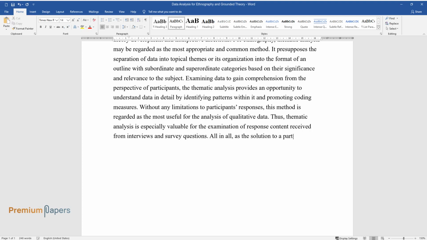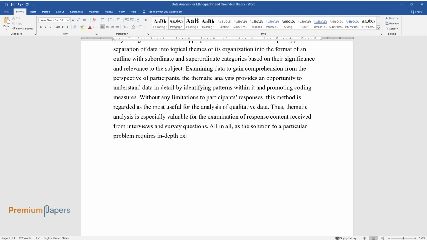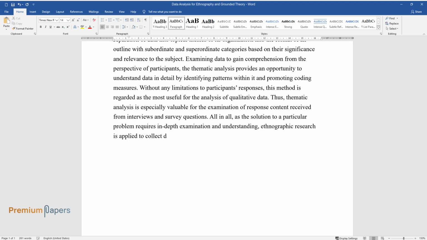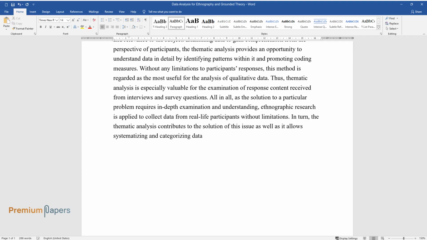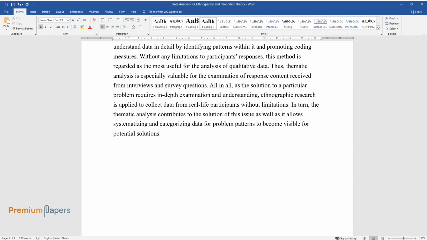All in all, as the solution to a particular problem requires in-depth examination and understanding, ethnographic research is applied to collect data from real-life participants without limitations. In turn, the thematic analysis contributes to the solution of this issue as well as it allows systematizing and categorizing data for problem patterns to become visible for potential solutions.